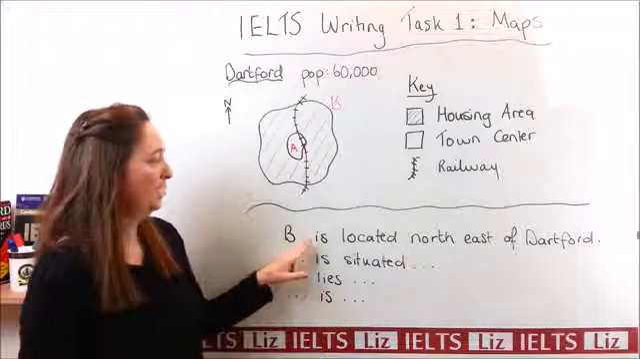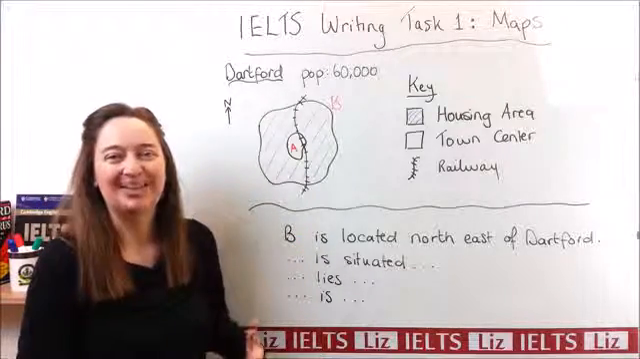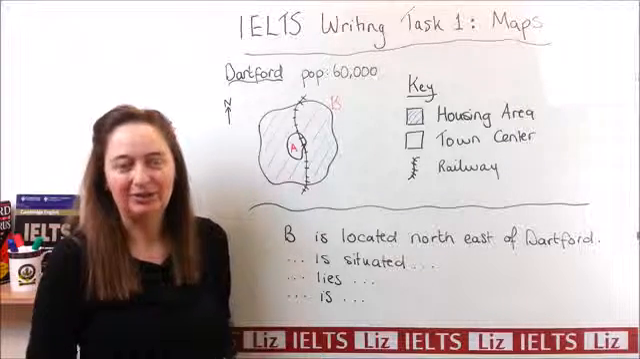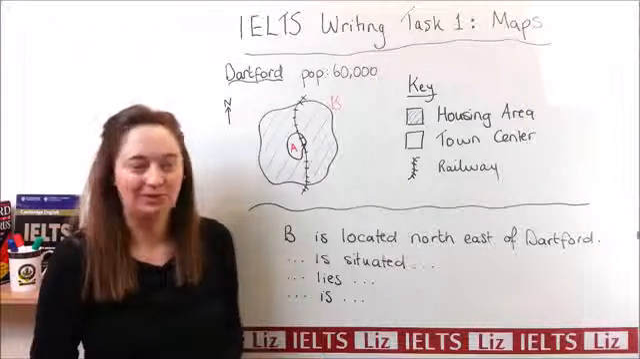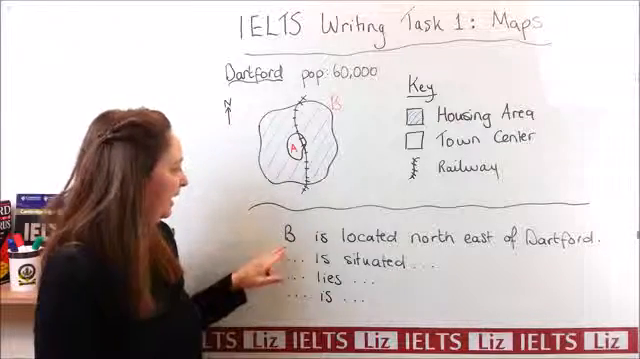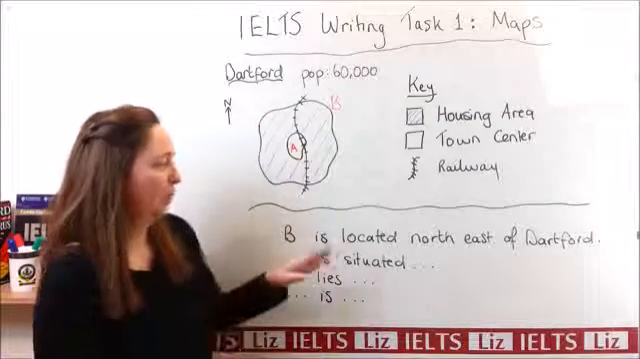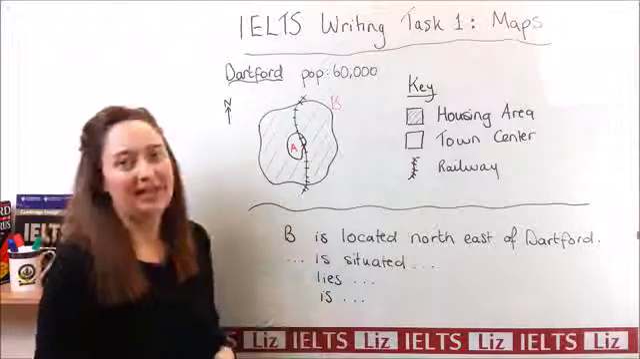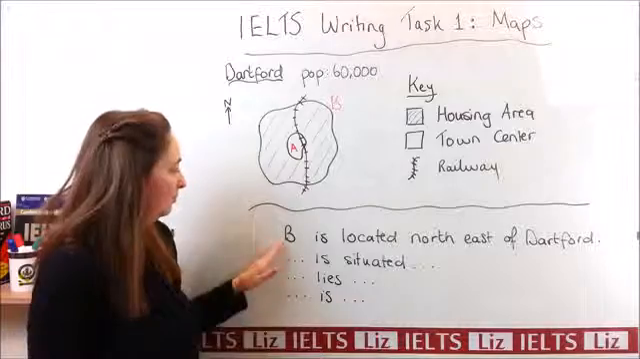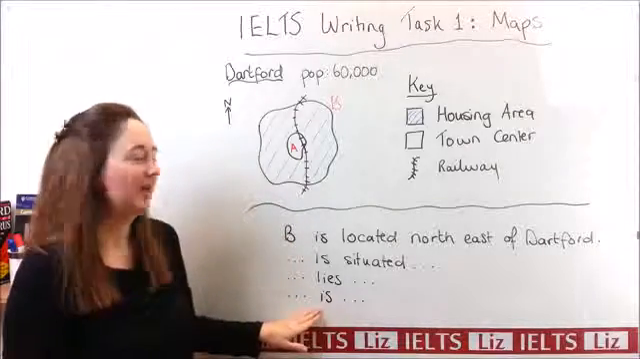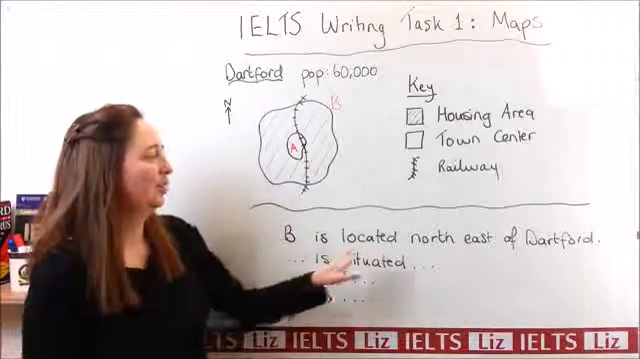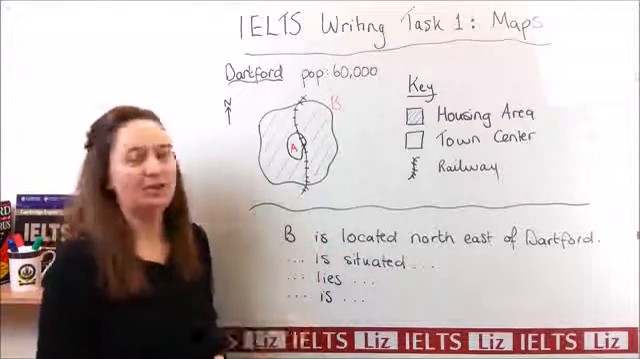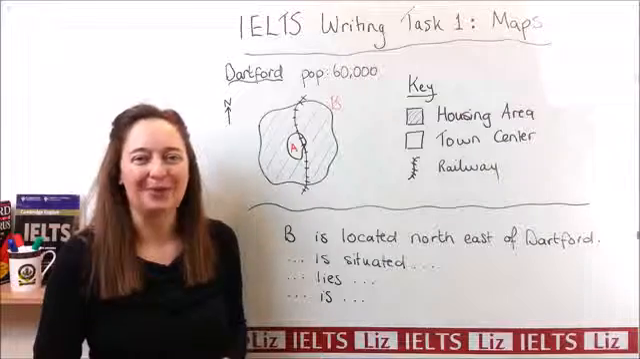And of course we don't want to keep repeating "is located, is located." We want to change the vocabulary to show the examiner a good range. So you can also say B is situated northeast of Dartford, or B lies northeast of Dartford. Or you can use a very simple verb and just say B is northeast of Dartford. So we've got a few variations that we can use for the verb.